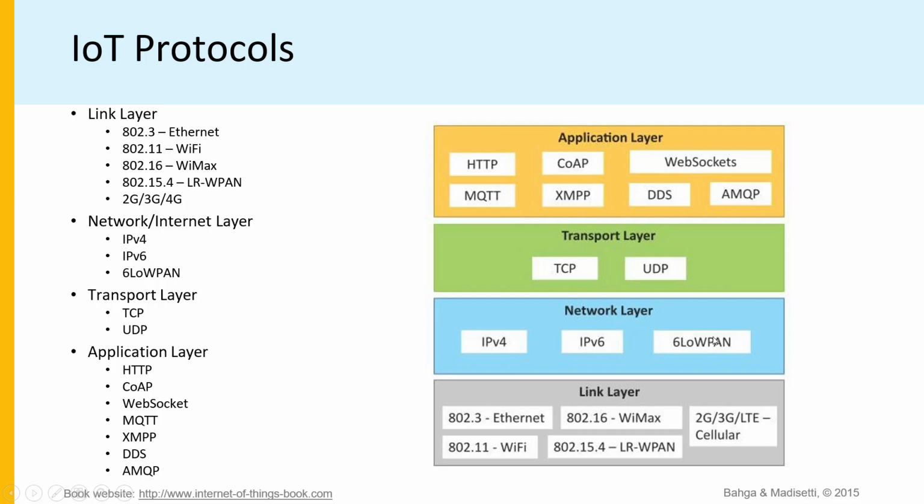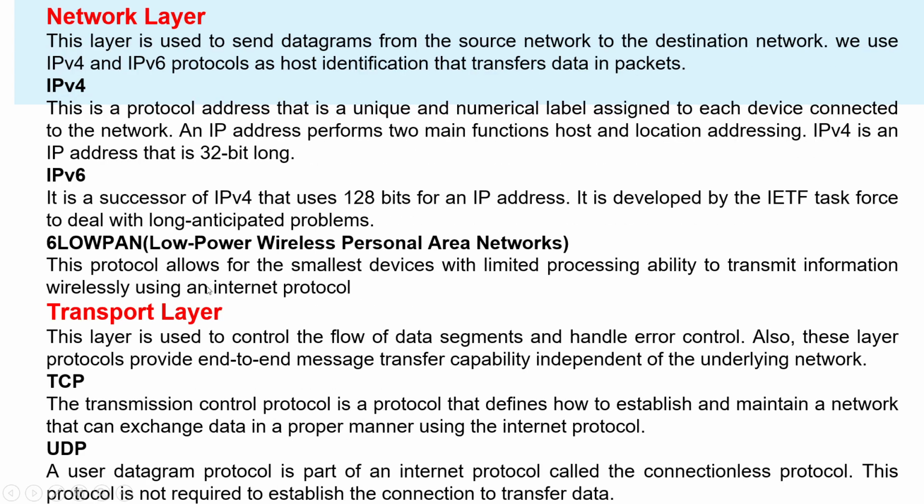And next, 6LoWPAN. Yes, it is a low power wireless personal area network. You can also call it a Wi-Fi personal area network, because wireless itself indicates that it is Wi-Fi. If it is mentioned as wired, then it belongs to Ethernet. So this protocol allows for the smallest devices, because we are saying low power. That's the reason it supports very small devices with a limited range of communication.